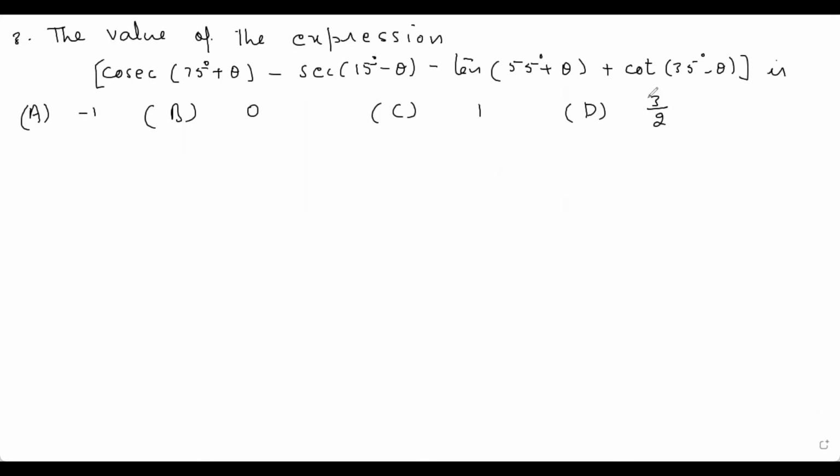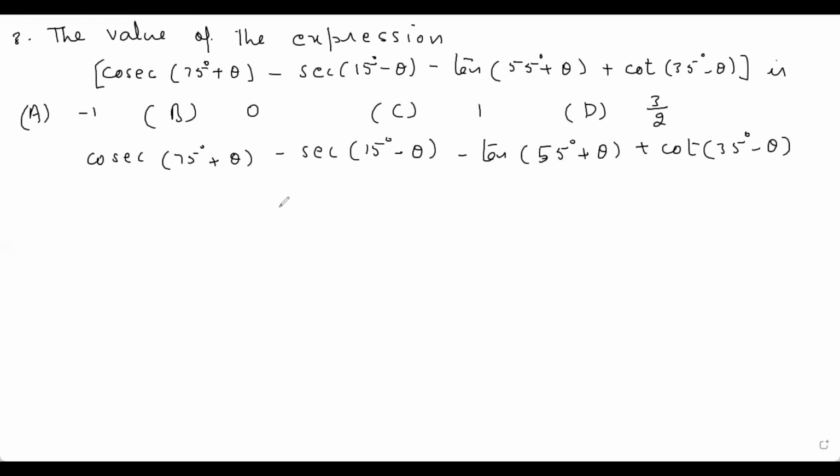Now the third question of this exercise is, the value of the expression cosec 75 plus theta minus sec 15 degree minus theta minus tan 55 degree plus theta plus cot 35 degree minus theta is, there are four options. You have to find the right one. Now this is the question. If you add these two angles, it will come out to be 90. If you add these two angles, this will come out to be 90. So change one of them. Either change this or change this. I am going to change this.